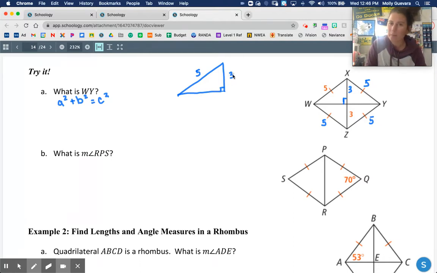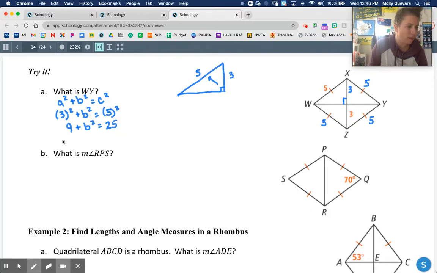So it doesn't matter whether I plug in 3 for A or for B, but remember that C is always what's across from the right angle. So 5 is C. So I'm going to call 3 A just because. So that gives me 3 squared plus B squared equals 5 squared. So it leaves me 9 plus B squared equals 5 squared, which is 25.